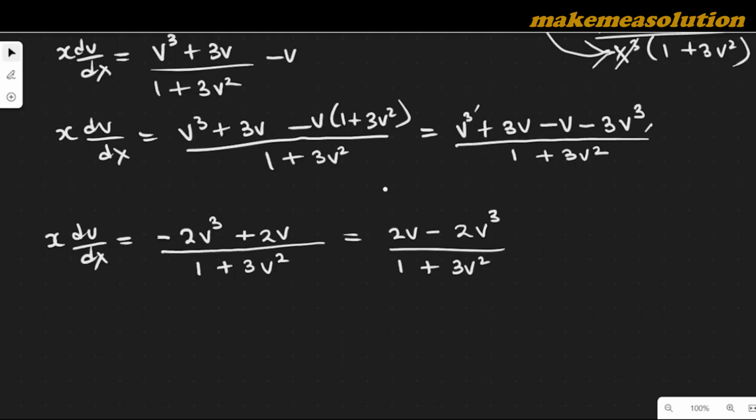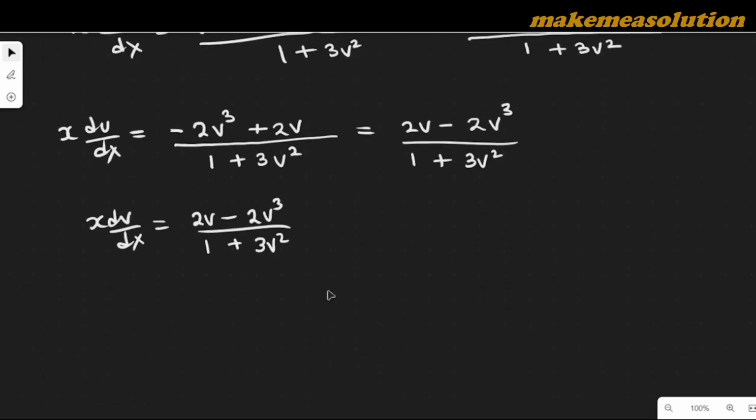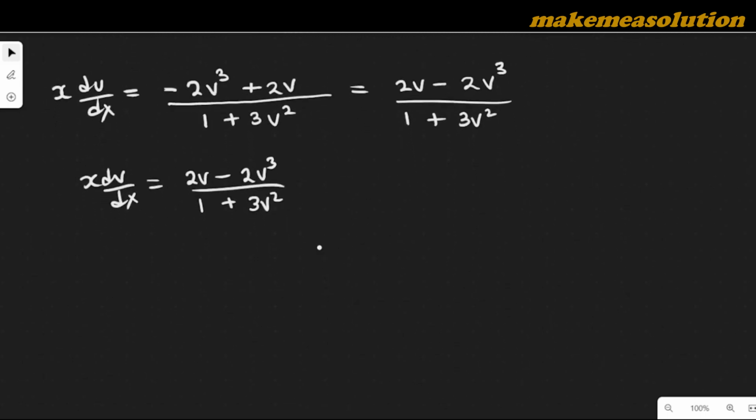Is that okay? So at the end of the day, x dv/dx is equal to 2v minus 2v cubed over 1 plus 3v squared. Okay, so now we are going to separate variables.